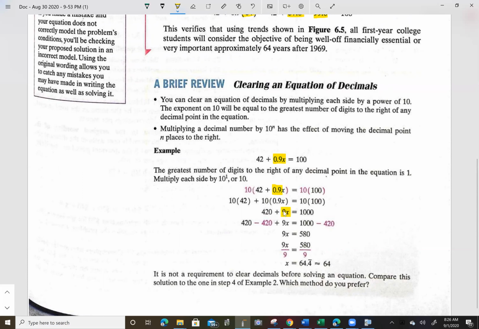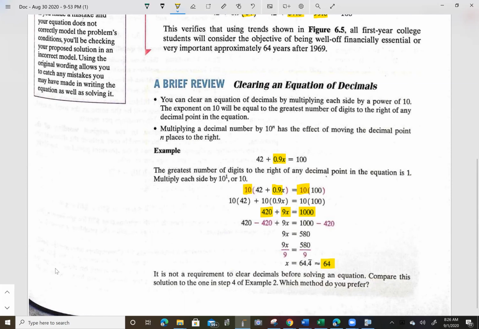Okay? So this is also, I feel like, not essential since we all have our calculators. So if you want to skip through this part, feel free. But all they did here was they multiplied everything by 10, both sides of the equation by 10. After they did that, instead of 42, they have 420. But instead of 0.9, they just have 9. And instead of 100, they have 1,000. When they solve the equation, they get the same answer.